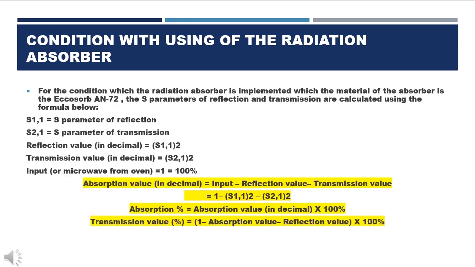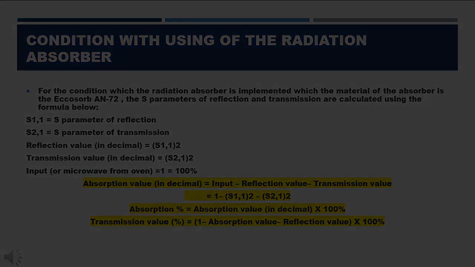Okay, this is the second condition, with the radiation absorber. For the condition where the radiation absorber is implemented, the material of the absorber is the ECCOSORB AN72, and the S parameters of reflection and transmission are calculated using the formula below.